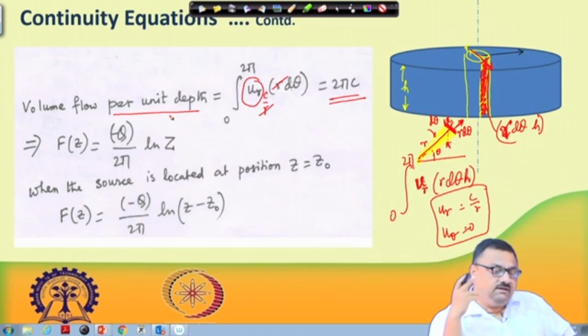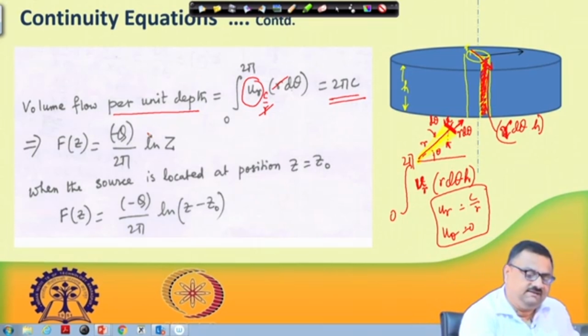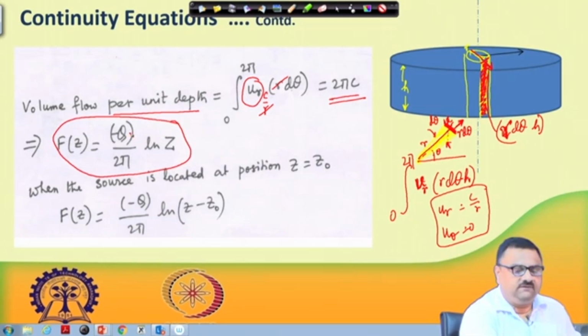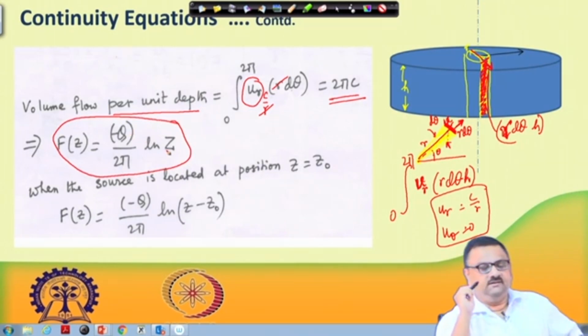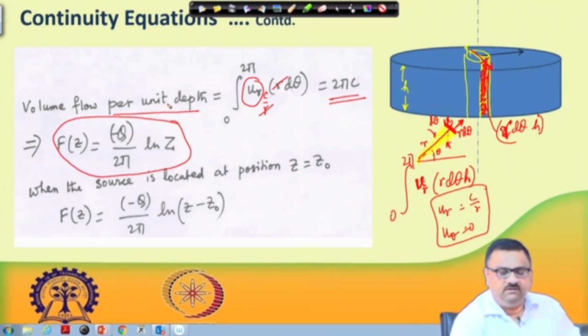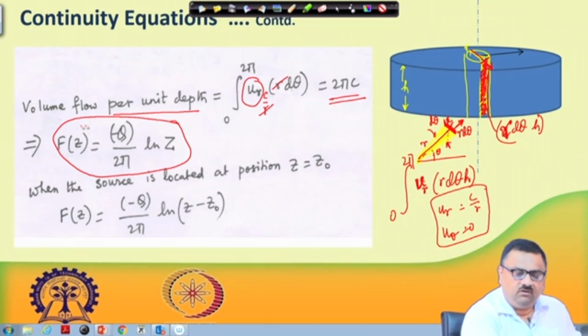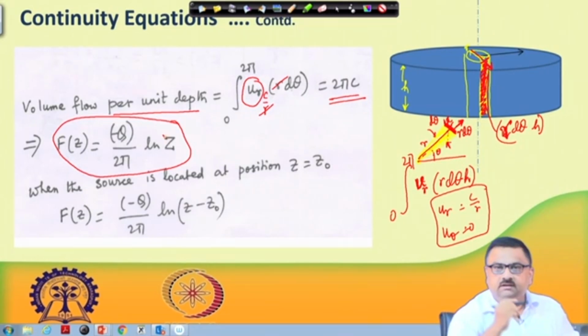So, this now gives me a meaning of what C is, because now instead of writing C ln z, we are writing f of z equal to minus q divided by 2 pi ln z. Why? Because volume flow per unit depth is equal to 2 pi C. So, C is equal to volume flow per unit depth divided by 2 pi, right.